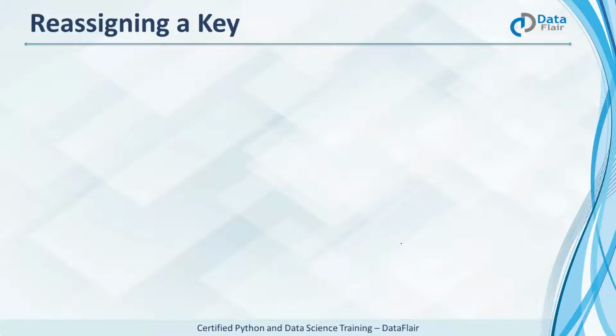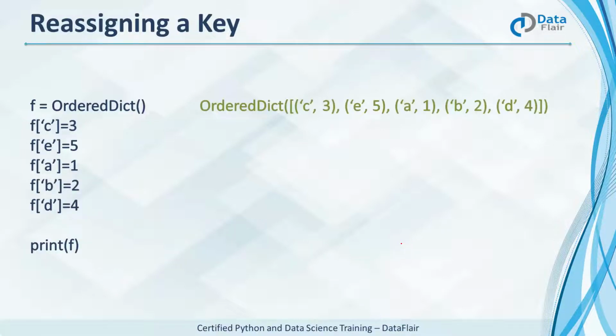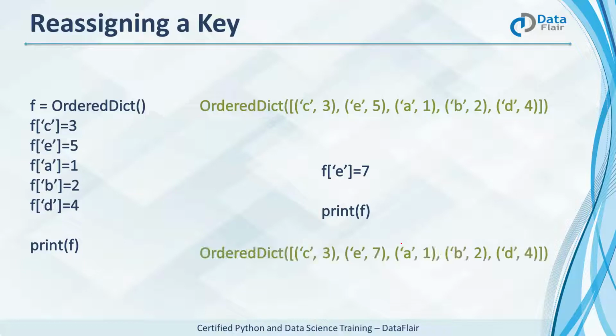OrderedDicts are mutable. We can reassign keys. f is an empty OrderedDict. One by one, we add key value pairs to it. This is the dictionary. Now, if we change the value of E to 7, we can do it.